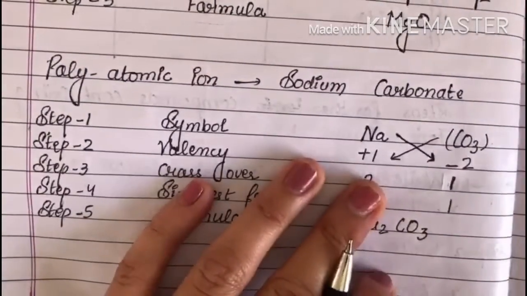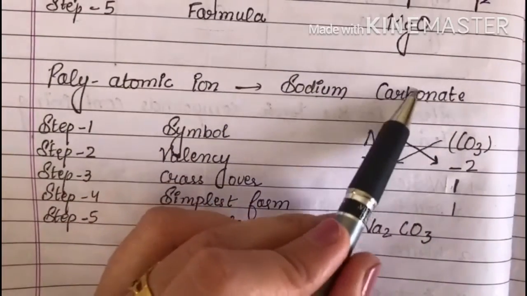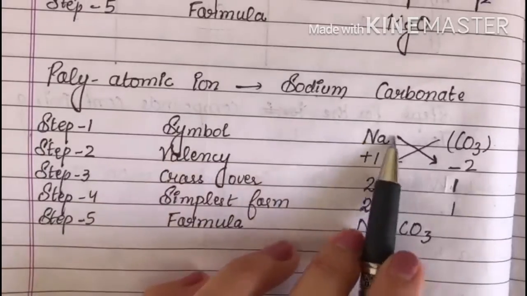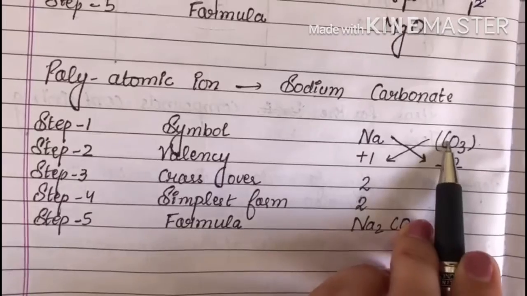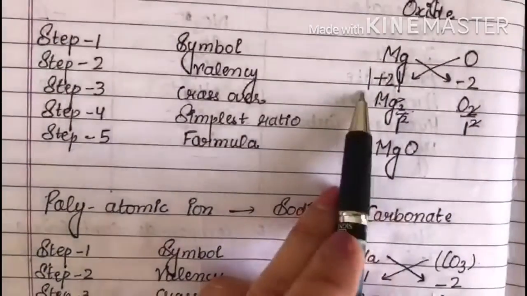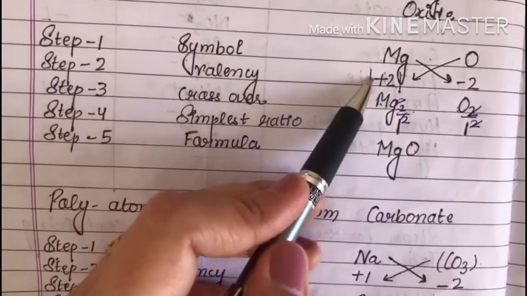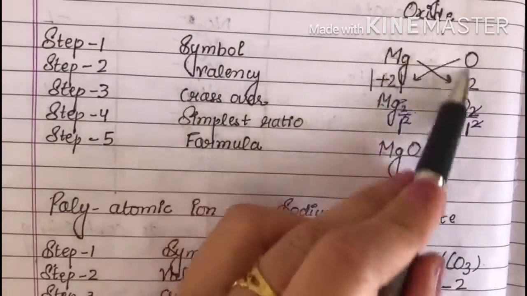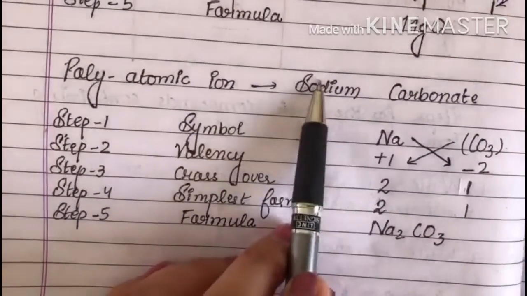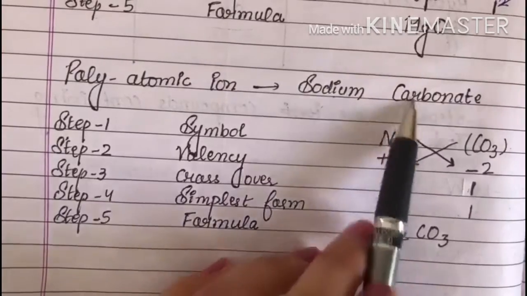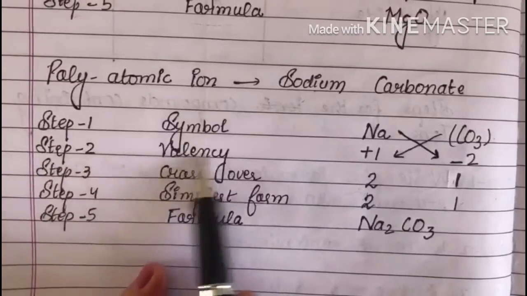Next is the example of polyatomic ions, that is sodium carbonate. Here this is the monatomic and this is the polyatomic, so we have to write the polyatomic in brackets. Firstly we write down the cation first, then the anion. The first step is write down the symbols: sodium symbol is Na and carbonate symbol is CO3. Okay? Then step 2 is valency.